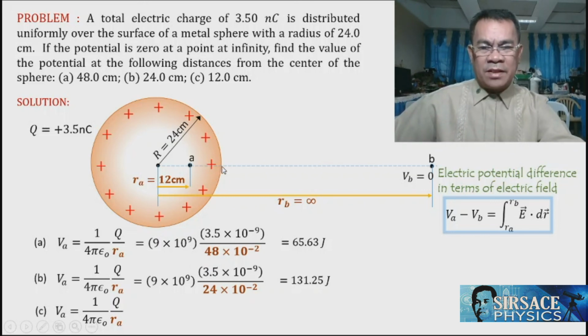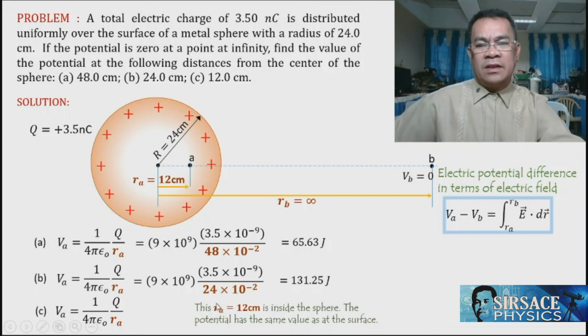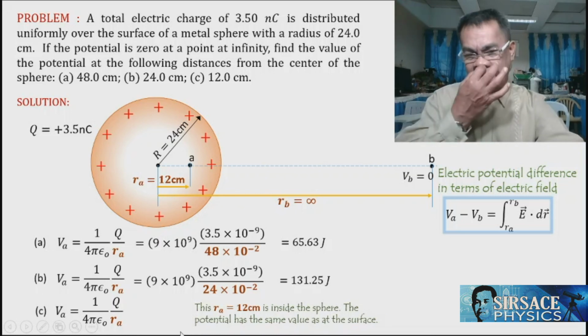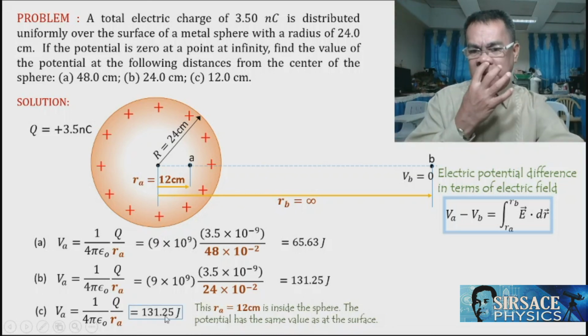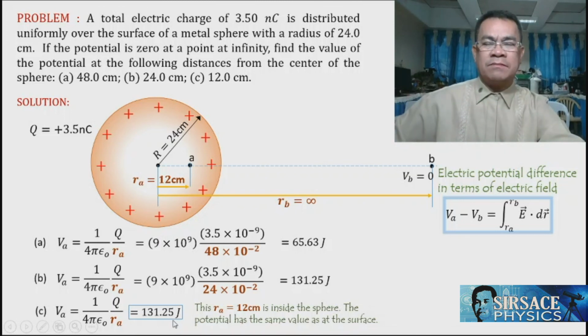Now take note that the maximum potential is at the surface. Moving away from this point, far away, it approaches 0. But inside is constant, the same. The R is 12, it is inside the sphere. Inside the sphere, the potential has the same value. So therefore, the answer is equal to 131.25 automatically.